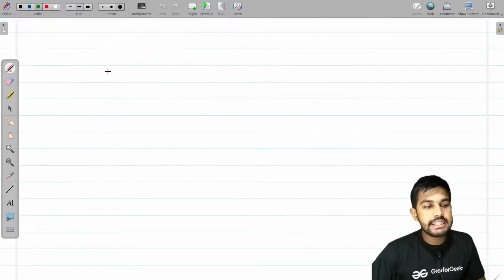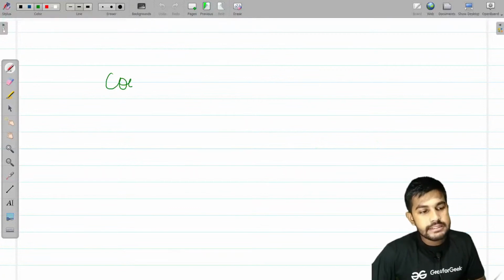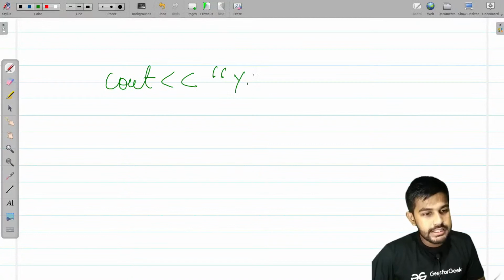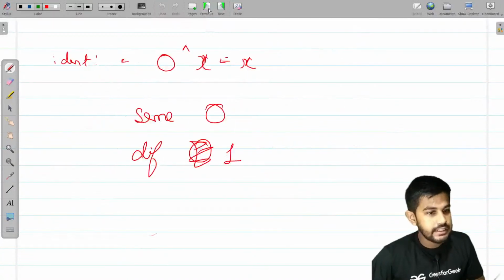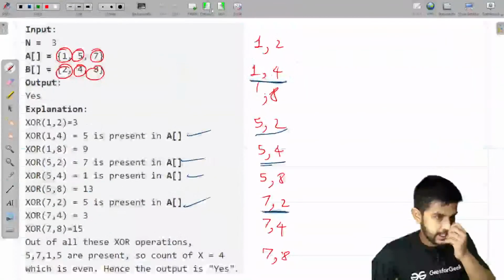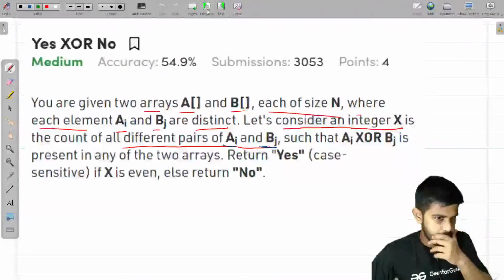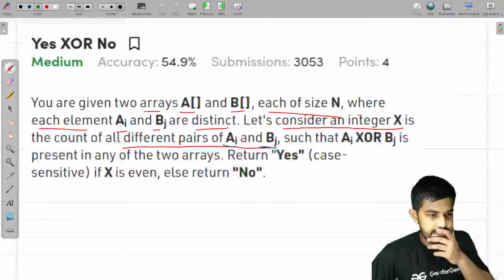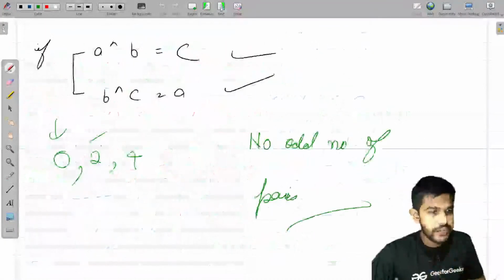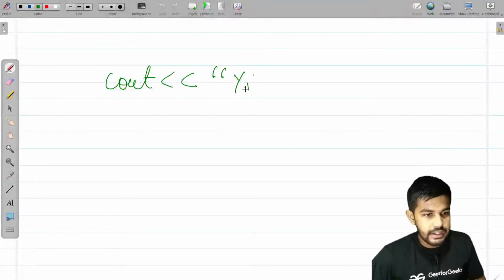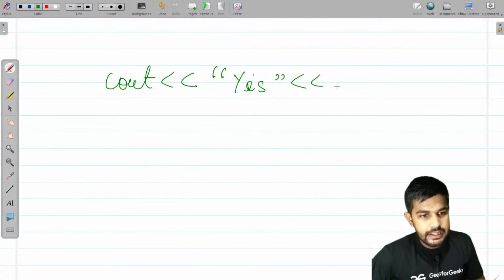So the answer is simply C out. Yes, it is case sensitive now. As far as I remember, it is case sensitive. Yes, it is case sensitive. So we need to write YES, and then.